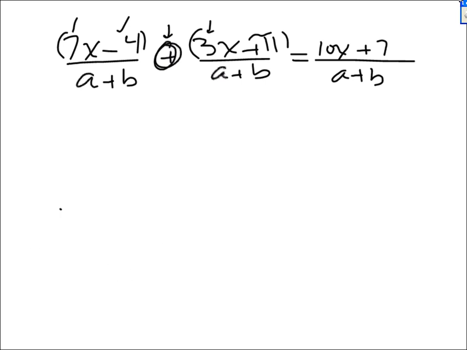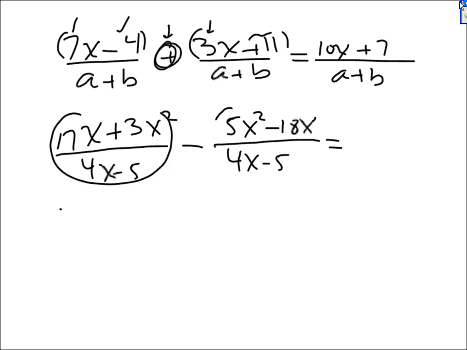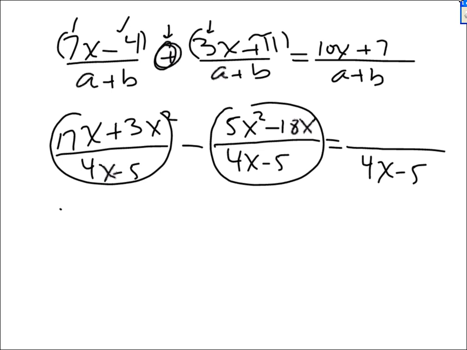Try another one. Suppose you had 17x plus 3x squared, all divided by 4x minus 5, and you were going to take away 5x squared minus 18x, divided by 4x minus 5. So it's this fraction minus that fraction, and the denominators are the same. In subtraction, if the denominators are the same, keep them the same. Okay, now we have to subtract.